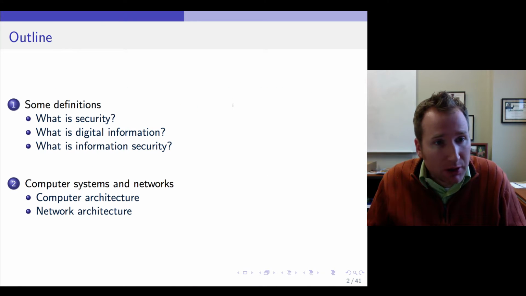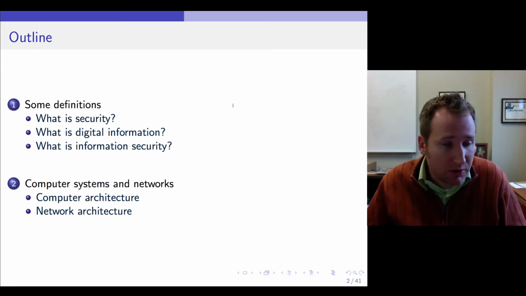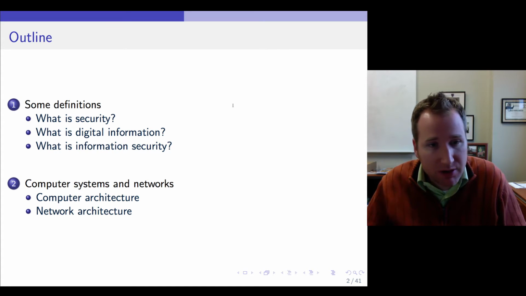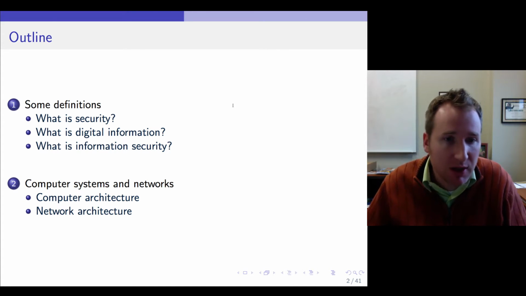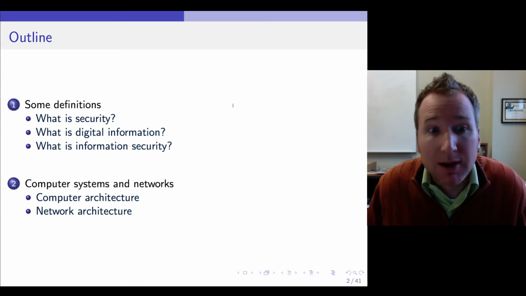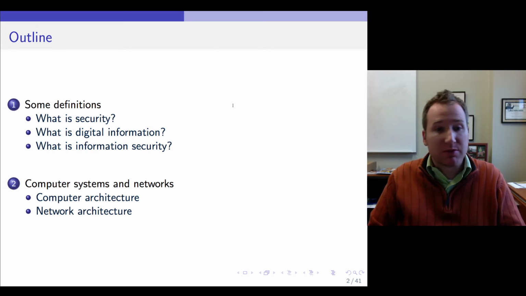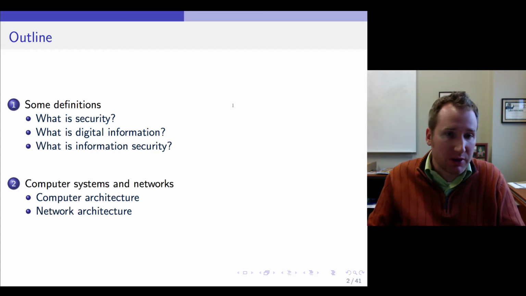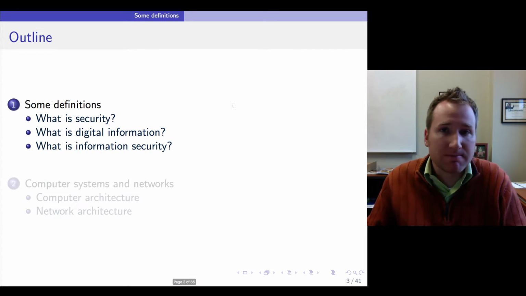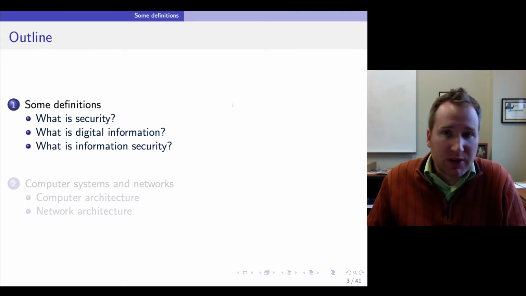So, goals for today. We're first going to go through some definitions: what we mean by security, what we mean by digital information, and what we mean by information security. Then we'll go into what computer systems and networks are, relevant discussions related to security. We'll talk about the architectural decisions that matter, and some of the important network architectures. So, to the definitions.